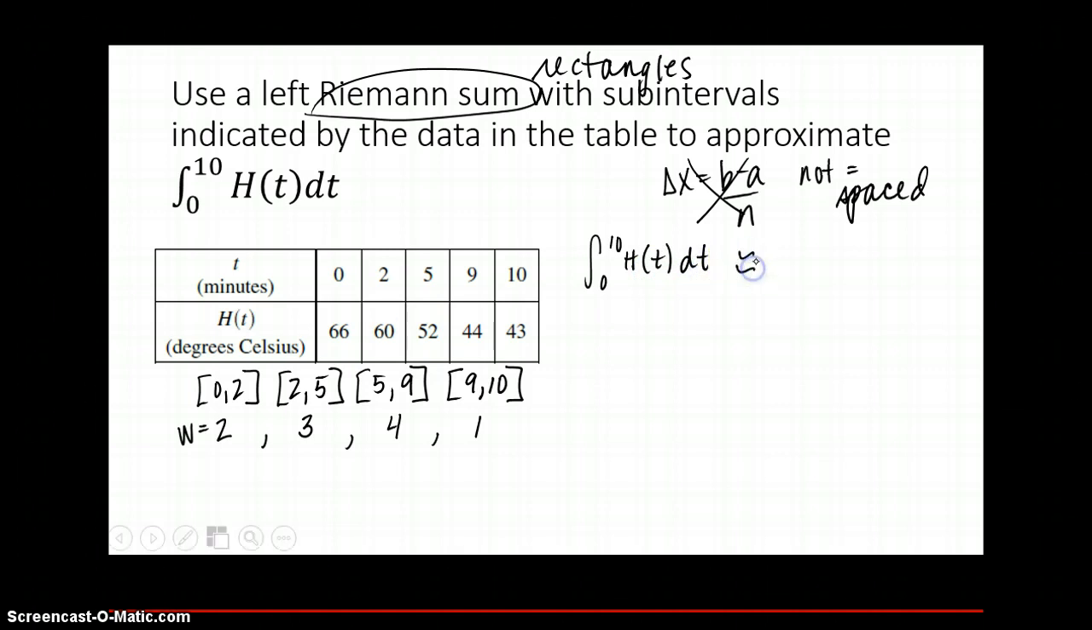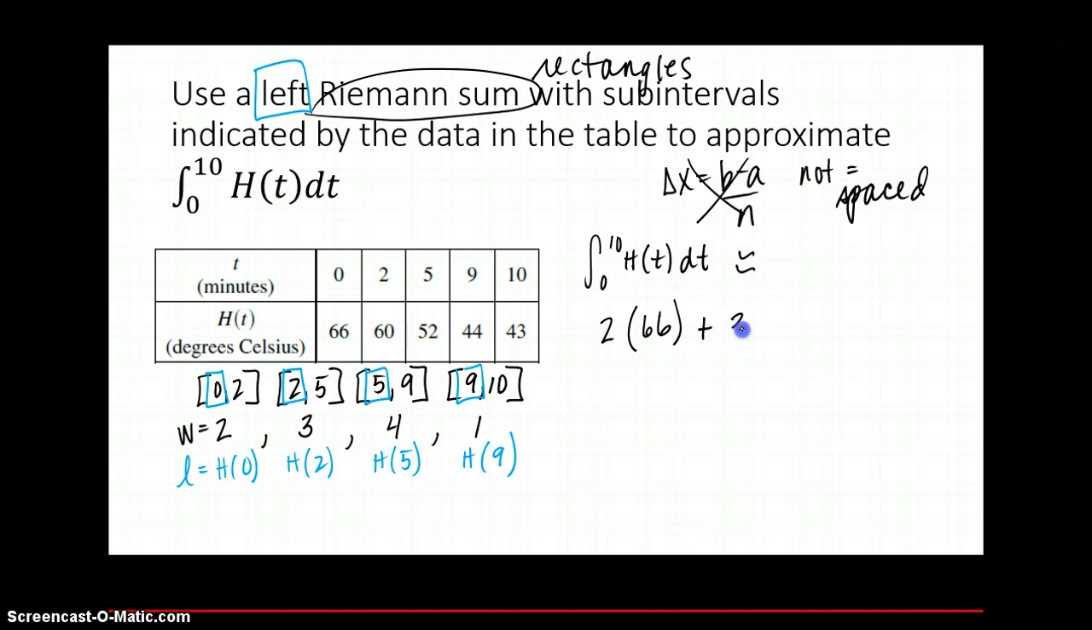All right, because it's a left Riemann sum, the leftmost point on each of the intervals is where our heights would come from. So our heights would come from h of 0 on that interval, h of 2 there, h of 5, and then h of 9. All right, so length times width. So the first interval, width of 2, and the height comes from h of 0, which from the table is 66.